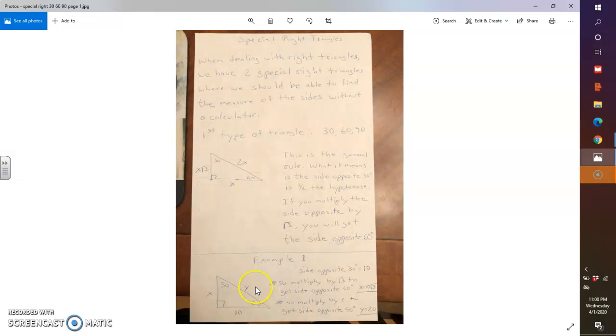So if I come down here to example 1, if you notice 10 is opposite 30. So to get the side opposite 60, I just multiply it by root 3. And to get the side opposite the 90 degree or the hypotenuse, I get 20. And based on our Pythagorean theorem lessons, just so you know, if you did 10 squared plus 10 root 3 squared, you would also get 20 squared. So the Pythagorean theorem would verify that.